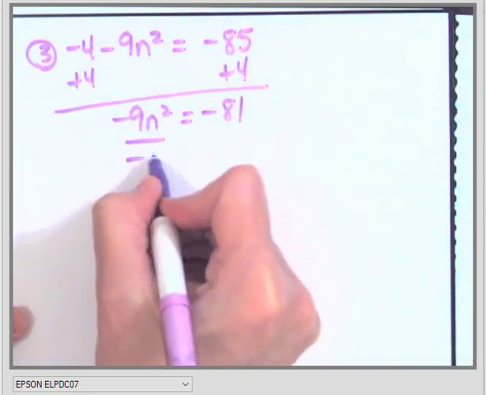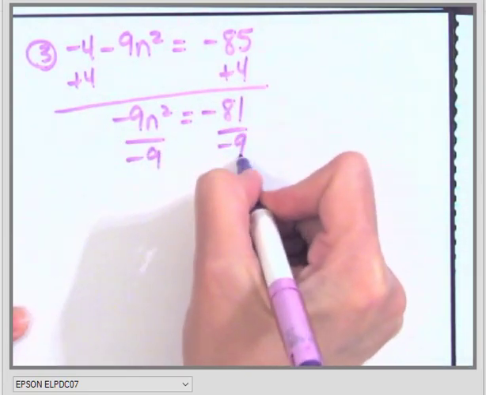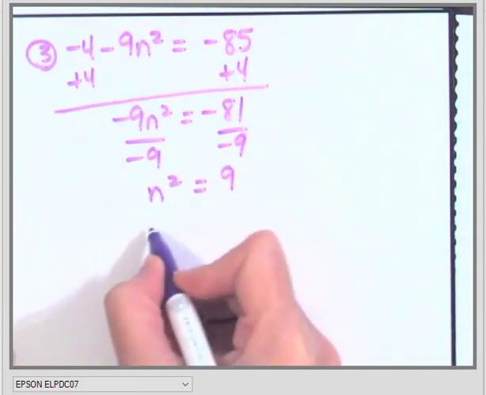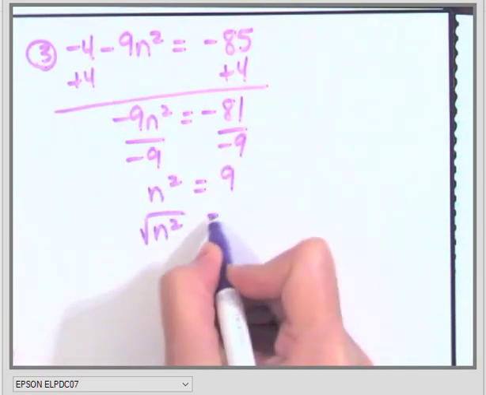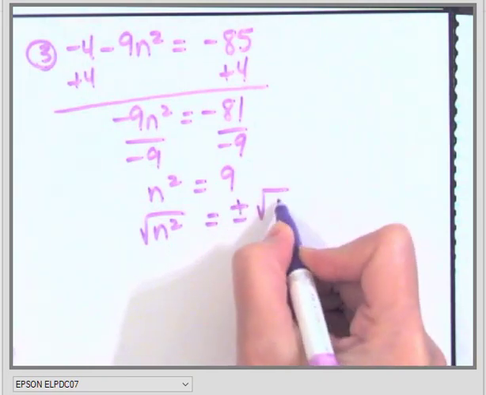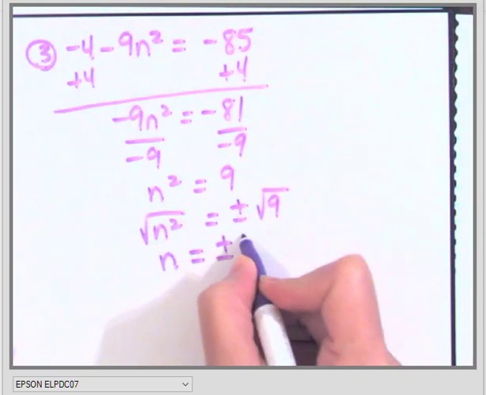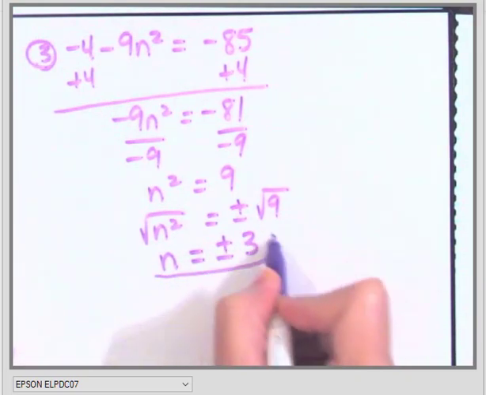Now we'll divide both sides by negative 9. So that will be n squared is equal to positive 9. We'll take the square root of both sides. Square root of n squared is n. Square root of 9 is 3. So positive or negative 3.